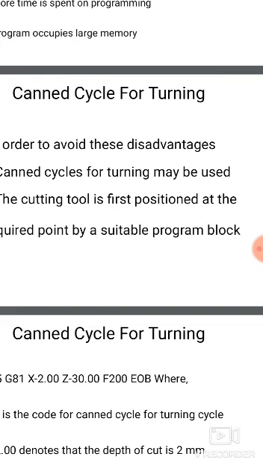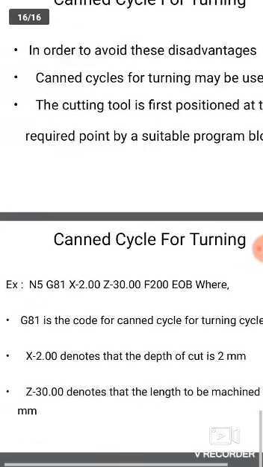Okay. So N02, F100, S1000. This is the feed and speed I am giving. Feed I am giving 100, S I am giving 1000. T01 means I am taking tool 1. Next, end of the block. Okay, so this is how we can write the canned cycle programs.